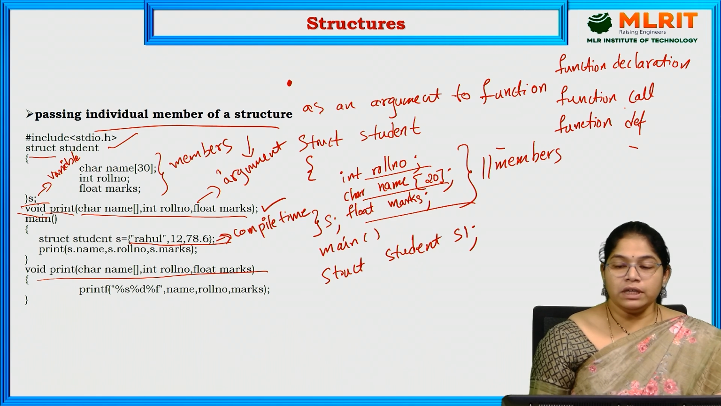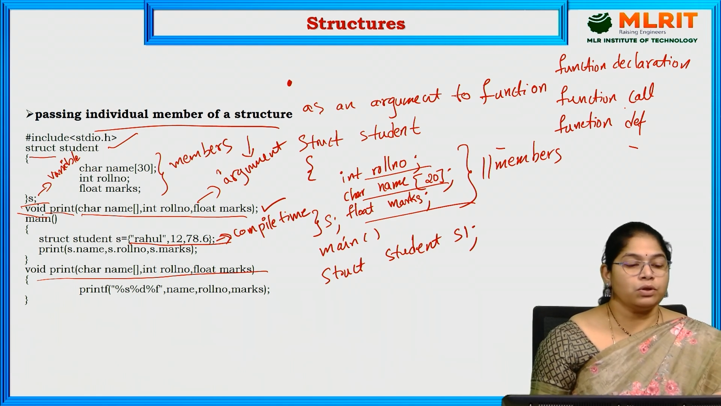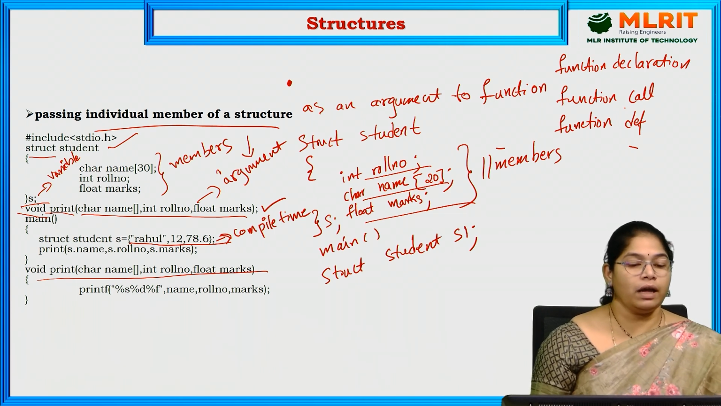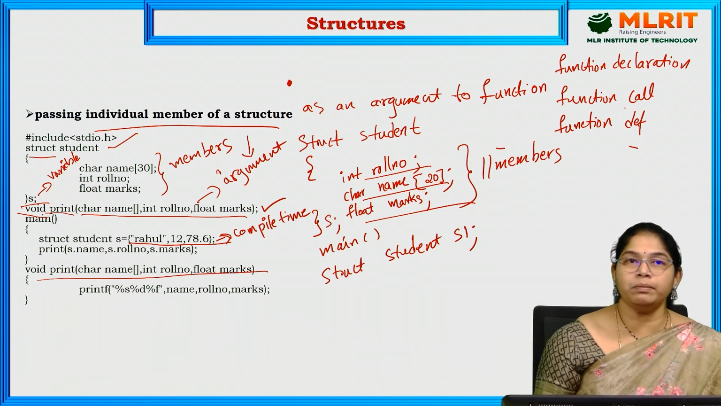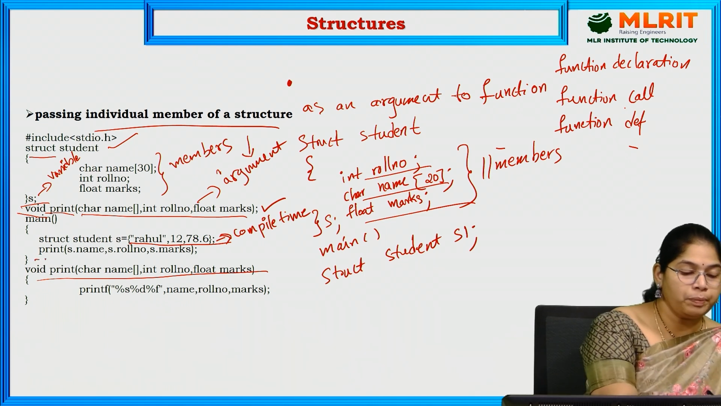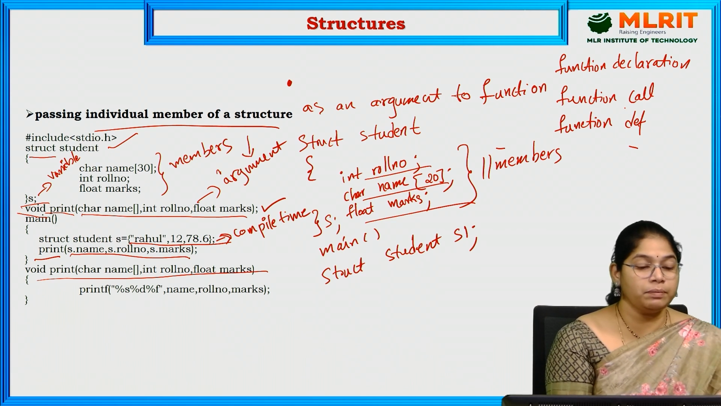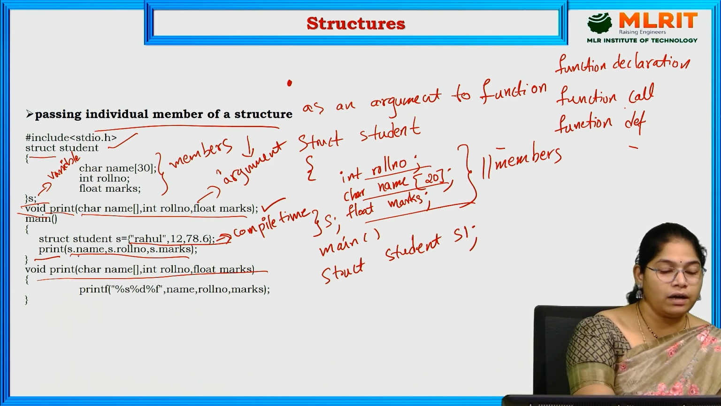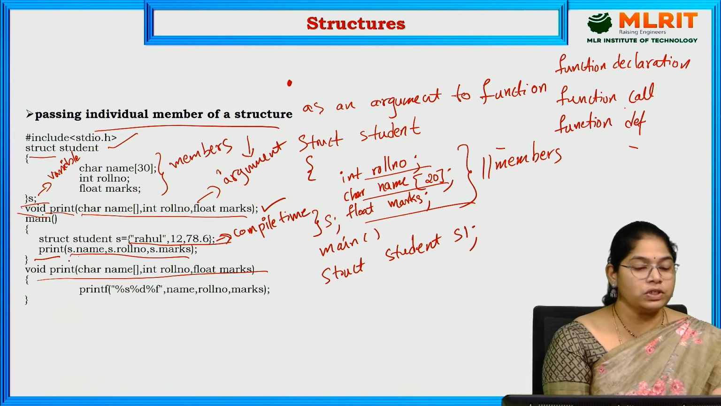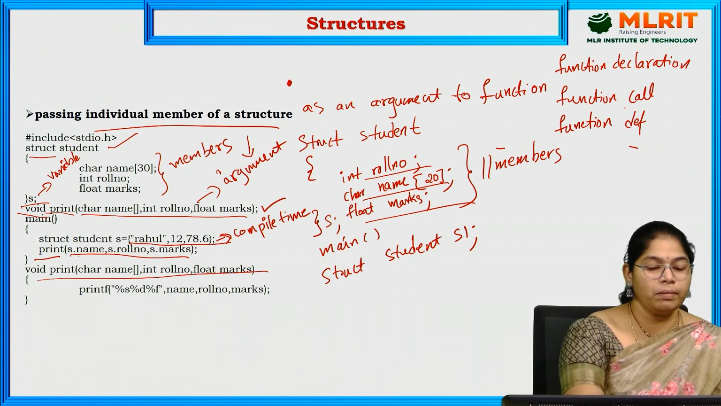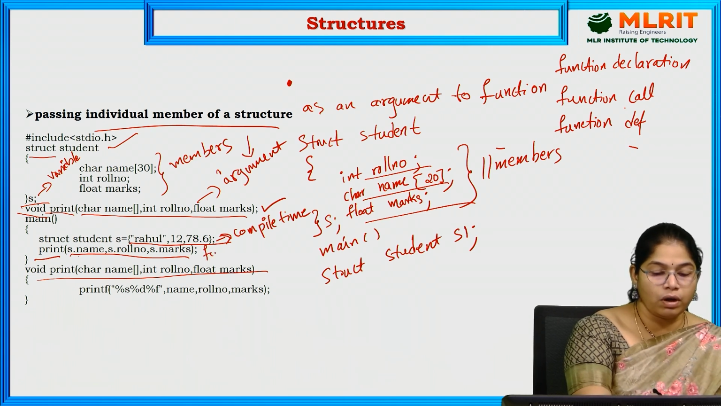So now, in a function declaration, we have to call the function. To call the function, we have to use a function name, then a list of arguments. Here the list of arguments are the members of the structure. So the function name is print, and then these are the list of arguments. That means I am providing members of the structure as an argument to the function. Members of the structure are name, roll number, and marks, but you have to access them using a structure variable. So s dot name, s dot roll number, s dot marks. So it is a function call.